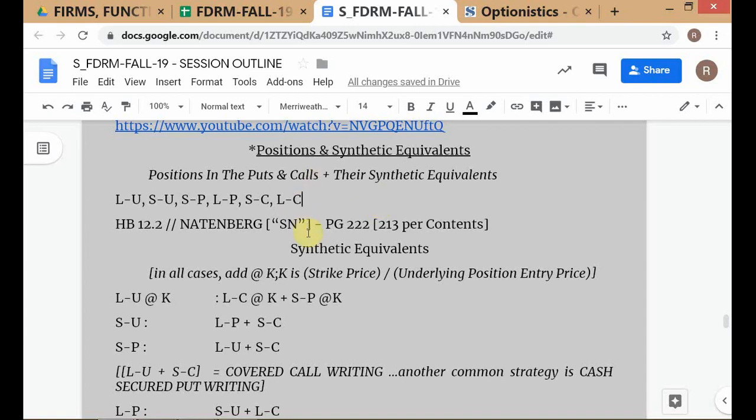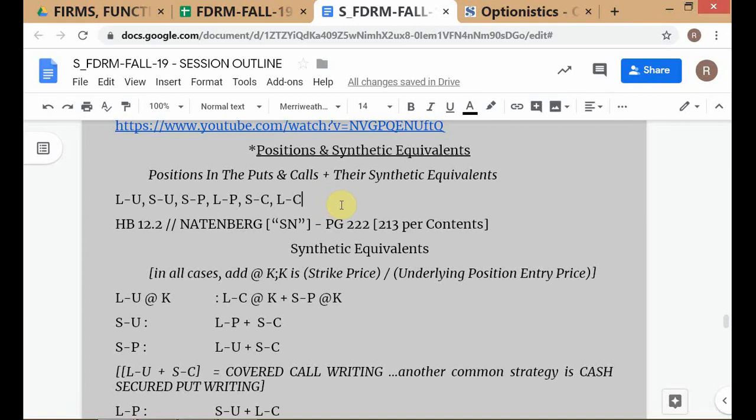So now we are talking about 6 positions: underlying asset, long underlying. This is the coding that I've used. Very simple. You understand: long underlying, short underlying, short put, long put, short call, long call. So I'm not going to write it in full. You can figure it out.